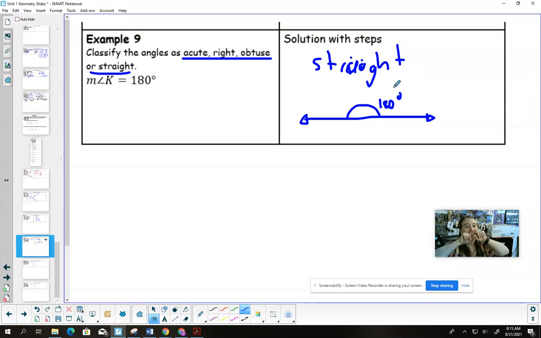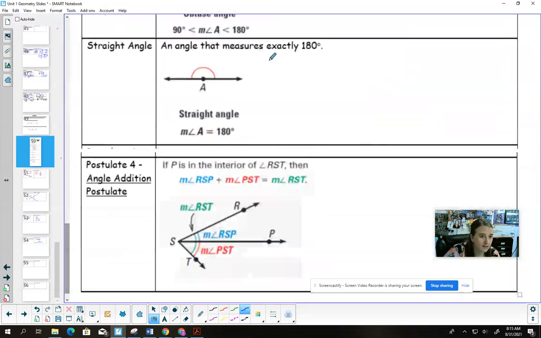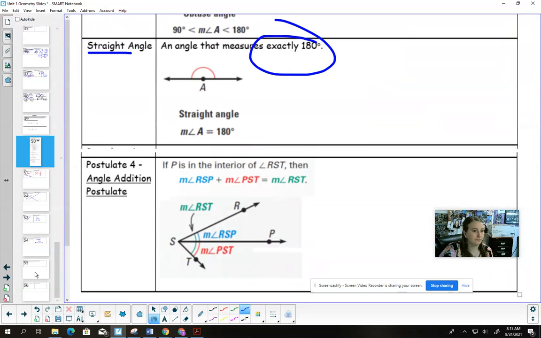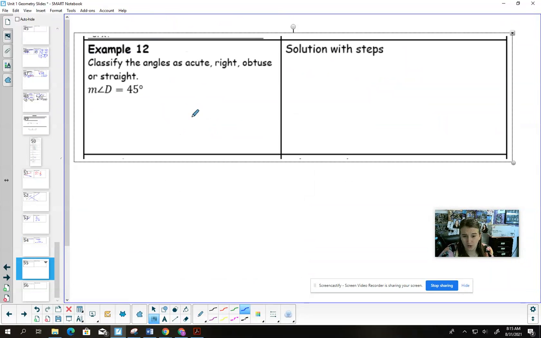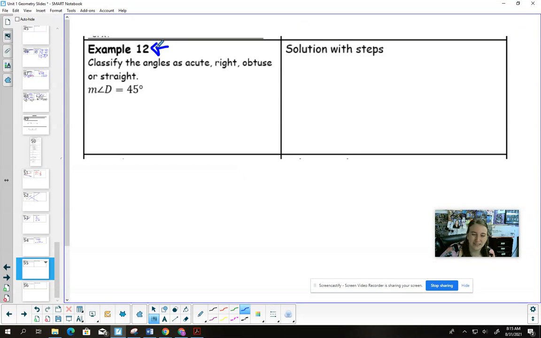Now, this doesn't tell us the length of the segment is 180. It tells us we opened it 180 degrees. A degree is a measure of how wide we're opening something. 180 degrees, that is straight. And again, that's in your vocab right there. A straight angle measures exactly 180. I'm not sure why these are out of order. I told you guys that I didn't make these notes and I should have fixed them myself. That's my fault. Skip to example 12, please.